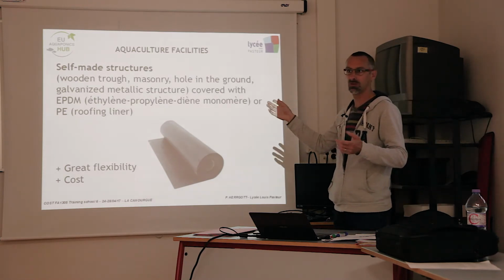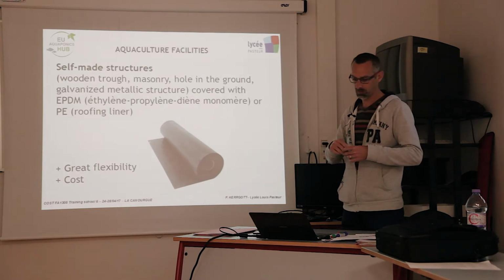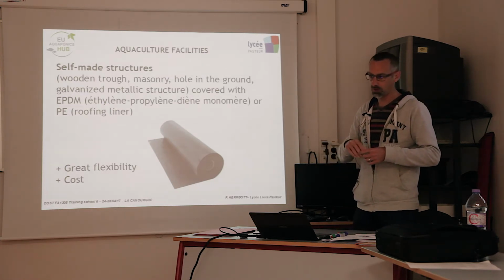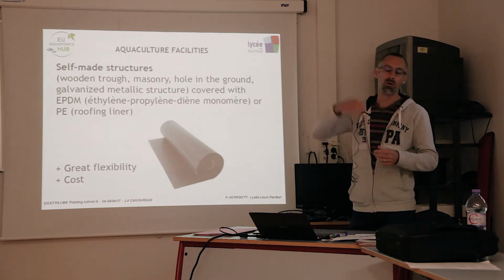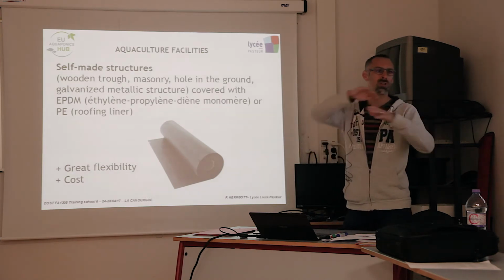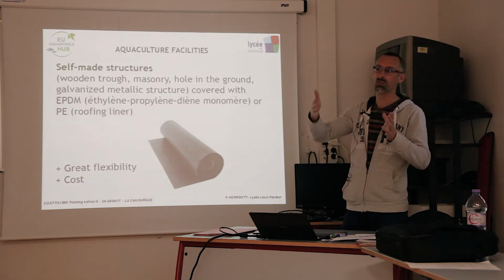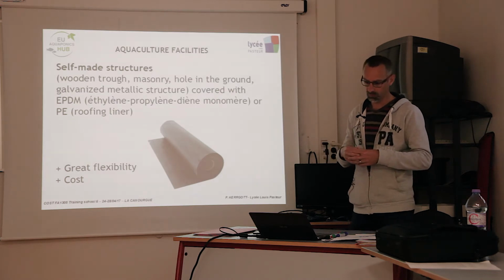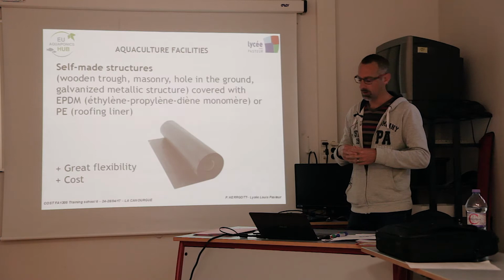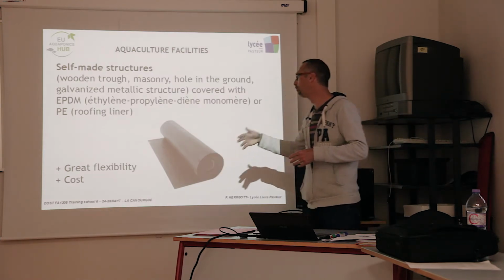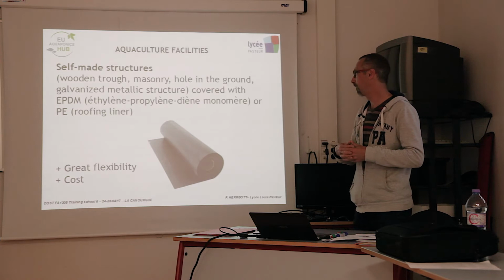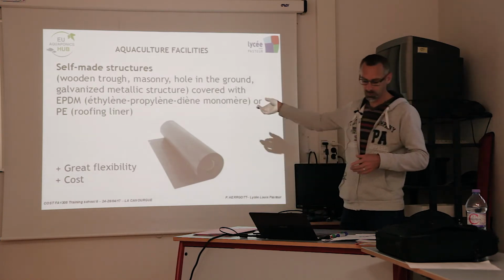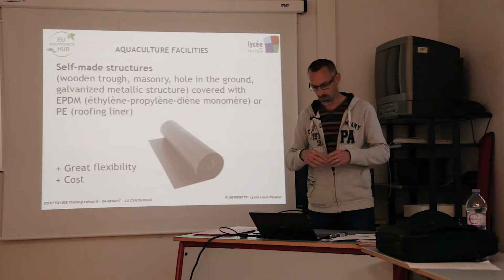You see what it is? Yes? Or another liner, which is a PE for roofing, or for the truck. You see it protecting the truck. Good for flexibility: you cover the structure you want, and the cost is low. We will speak about cost after.